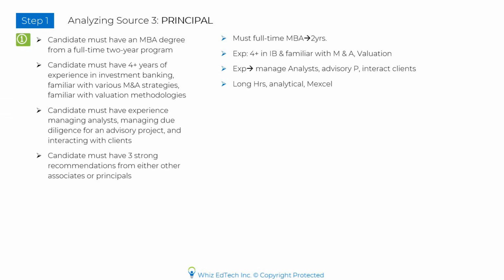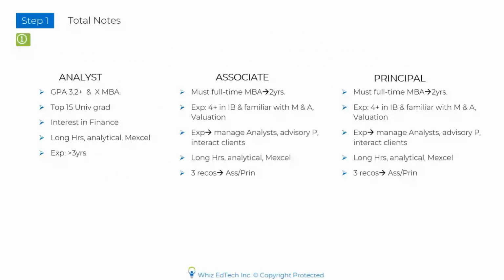Oh, one second. From where did I get this? I think this is incorrect. Just ignore this, this is not there. It must have come from the previous one. Three records from either associates or principals. So I've got this. Now, if I put together, this is how my total notes will look. This will just go because this was not there. And this I will carry forward for my first question.